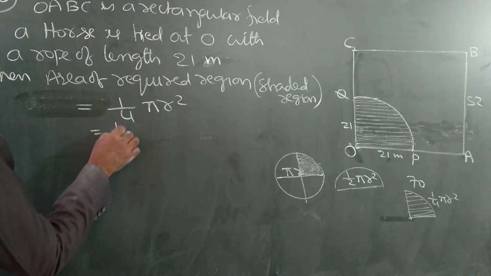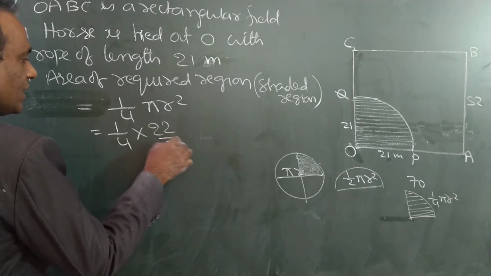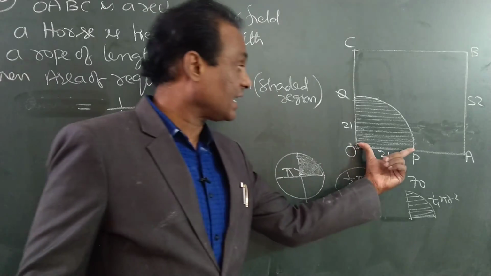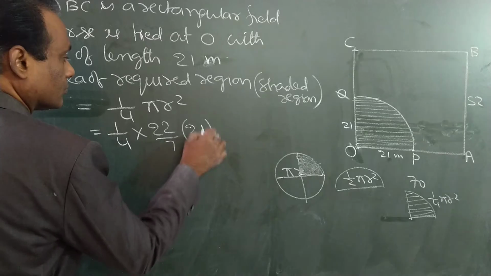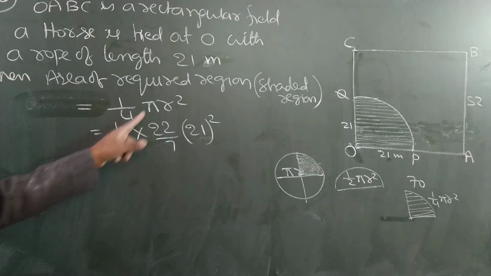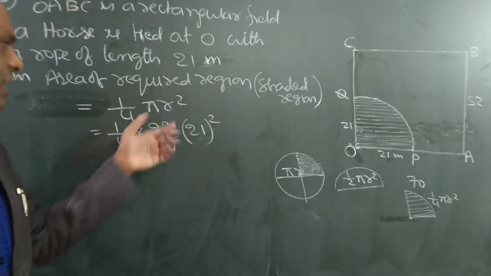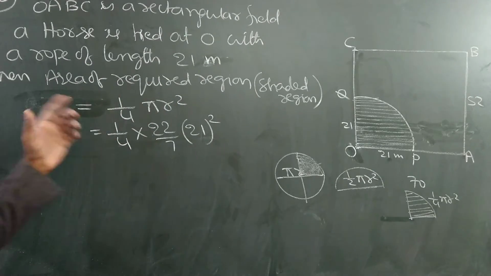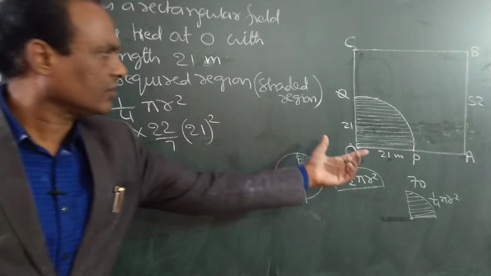Pi is 22 by 7. R is 21. What is the radius? 21. That's all. 1 by 4, pi is 22 by 7, r is 21. This is the answer. You can simplify, and you know the simplification. The concept is over. This formula you have to apply. Substitute r equal to 21.